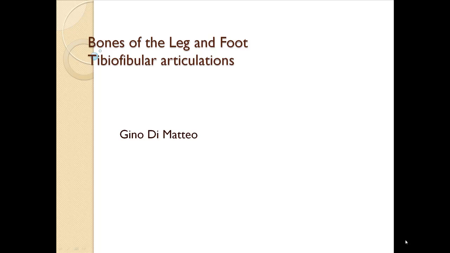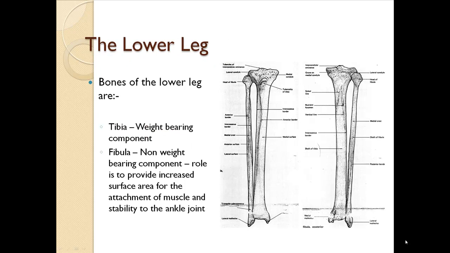Let us now consider some of the bones of the leg and foot and also their articulations of the tibiofibular joint. So the bones of the lower leg are the two long bones, the tibia and the fibula. The tibia is the main weight-bearing component of the lower leg, and the fibula has a relatively non-weight-bearing role. Its main role, in fact, is to increase surface area for muscle attachment.